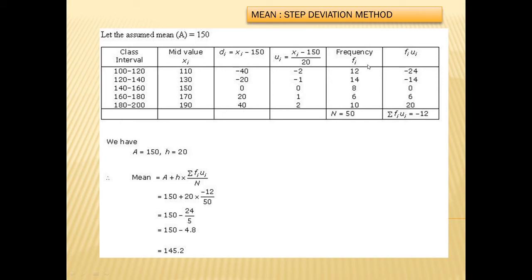After that, as I told you, this is already there in the problem itself. The thing is, you are supposed to find the sum of the frequencies. This is sigma fi. After that, now fi ui.